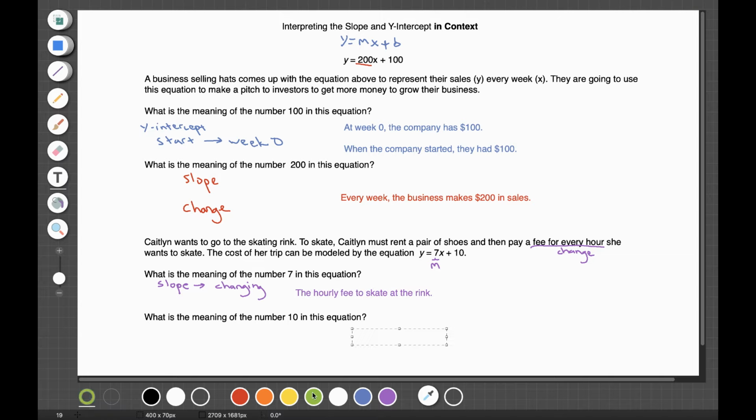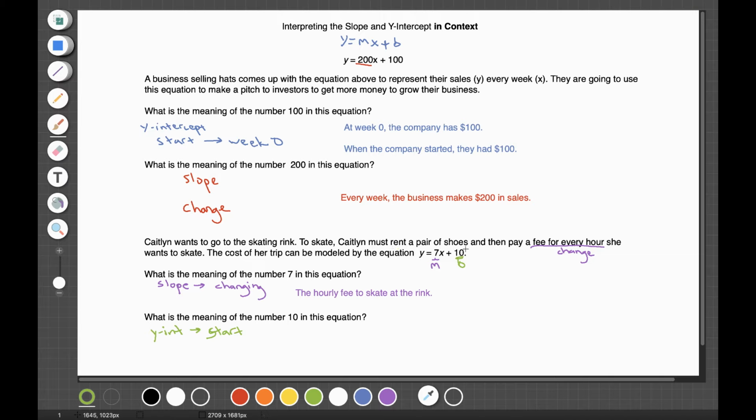Okay, so now let's go ahead and pop this into the next part. So now we're thinking, what is the meaning of the number 10? Well, that 10, that's going to be our B, which means it's our Y-intercept, which means it's our change. Oh, sorry, our start. So start what though? That's a little confusing. Let's read into the context. So Caitlin must rent a pair of shoes and pay a fee. Well, let's think. If you have two different costs here, right? You have the hourly fee. That's what this is. And you have to pay to rent a pair of shoes.